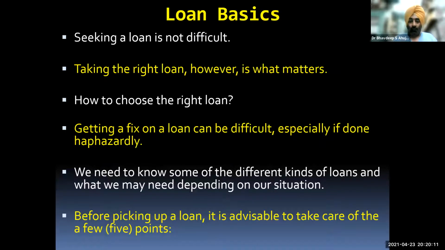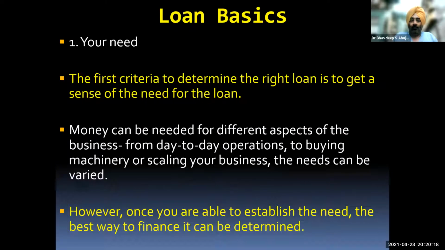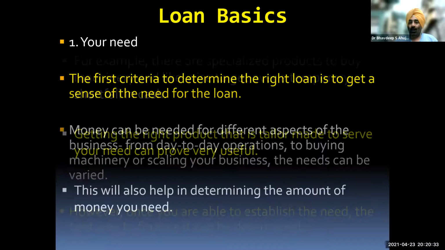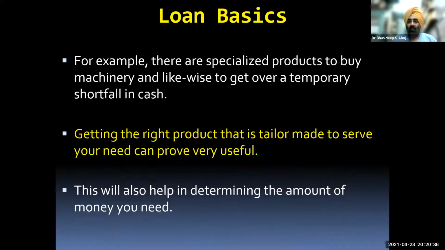So take care of a few points which are important in this regard. Let me discuss those 5 points primarily. What is your need? We need to understand the sense of our need. It can be our business requirements, personal requirements, or hospitalization. Once you are able to establish the need, you can zero down on your loan. Sometimes you need machinery, or you can have a temporary shortfall in cash. Then you need to pick up the right product which is tailor made for you.